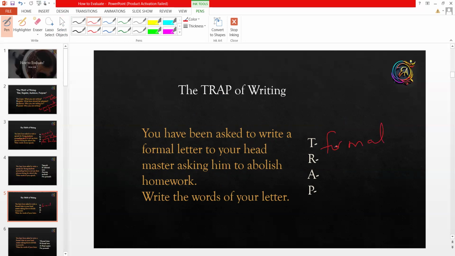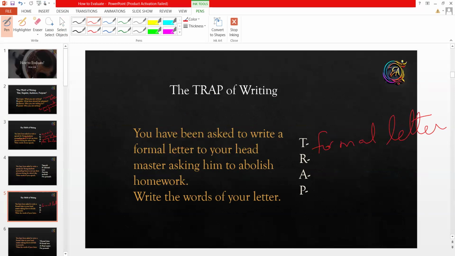Please excuse my writing. Formal letter, to your headmaster. Headmaster means the audience is the headmaster, isn't it so? So what type of tone are you going to adopt? It should be formal. For a formal letter, a formal tone is required.